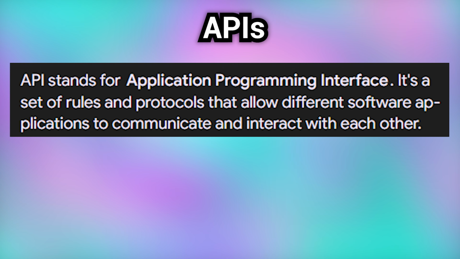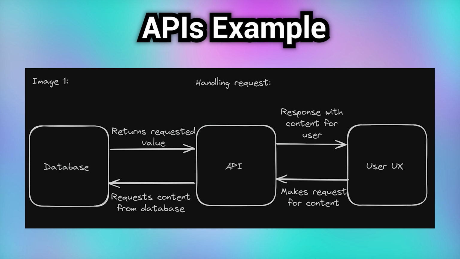By definition, API stands for Application Programming Interface. It's a set of rules and protocols that allow different software applications to communicate and interact with each other. To help explain this, I'm going to go over a technical example and then a more simple example that anyone can understand.